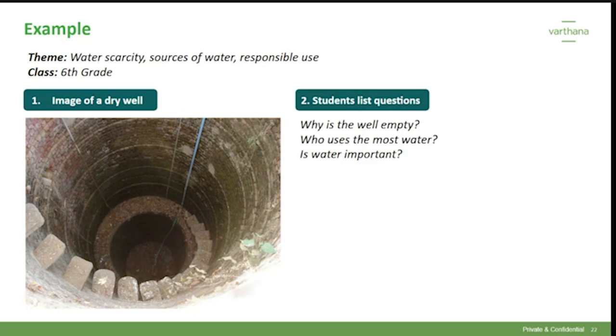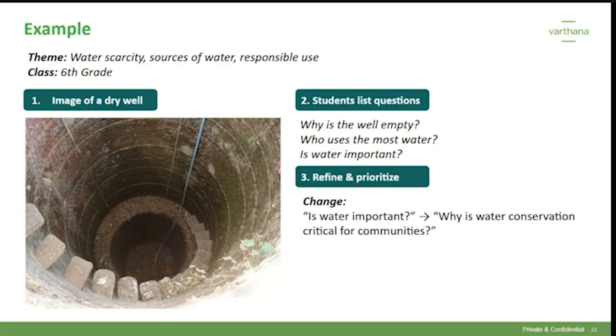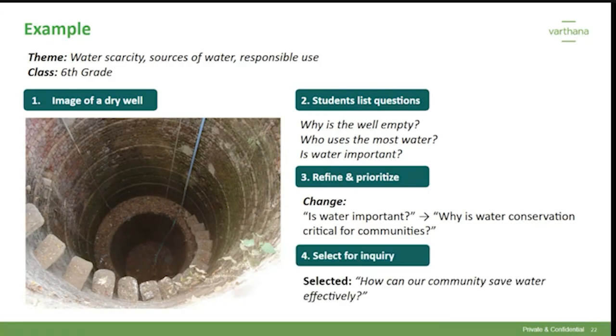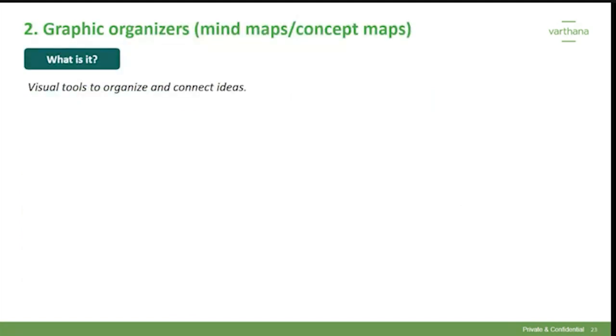So the second step is students will list questions like why is the well empty? Who uses the most water? Is water important? In the third step, we will refine these questions, like why is water conservation critical for communities? Sunita ma'am replied, maybe it did not rain. Yes, yes. So by refining these questions, we will reach our topic, like what we want to teach in our classroom or to our students. How can our community save water effectively? The theme is mostly based on how we can save water, or conservation of water. So this was our first technique.